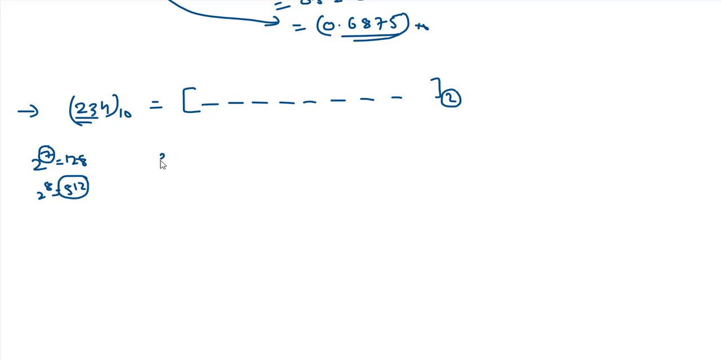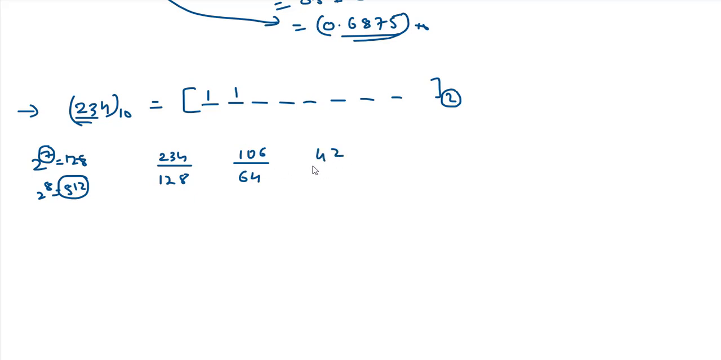So we'll start by dividing 234 by 2 raised to 7, which is 128. 128 goes into 234 one time, giving 128, and it leaves a remainder of 106. Now we'll divide 106 by the next power of 2, which is 64, 2 raised to 6. 64 goes in one time, giving 64, and it leaves a remainder of 42.